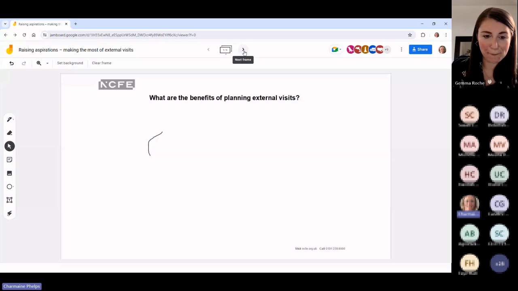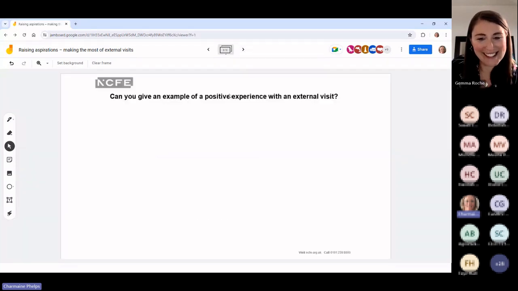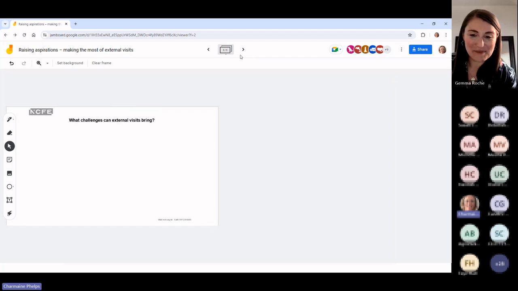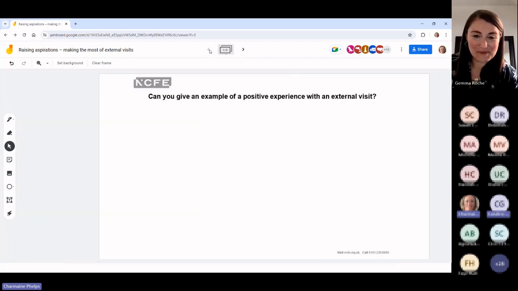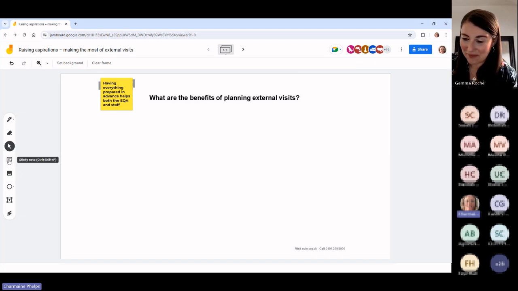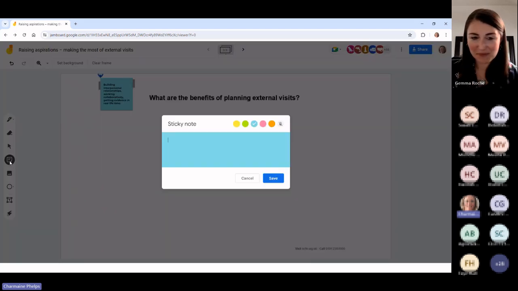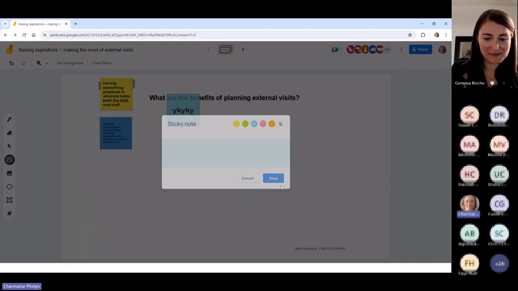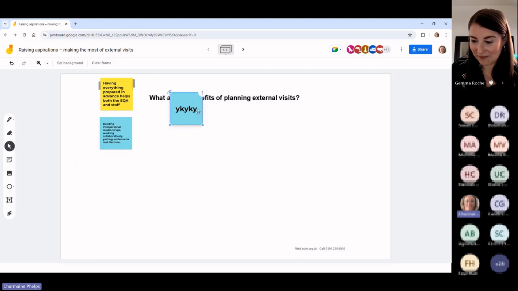Haha, somebody's found the pen. The next question's on sheet 2, and the next question's on sheet 3. So you can choose the question you want to answer, or if you're speedy, you can answer all 3. You can draw with a pen, or you can do what this person's done. Put a sticky note. If you don't know how to do sticky notes, you just click there, add your sticky note, add your text, save it.